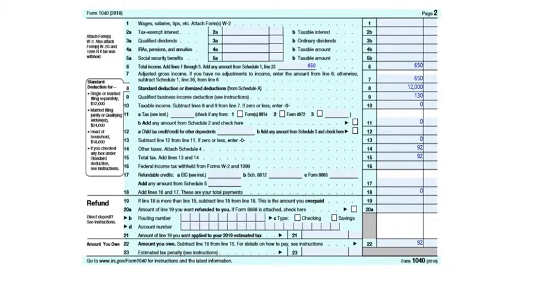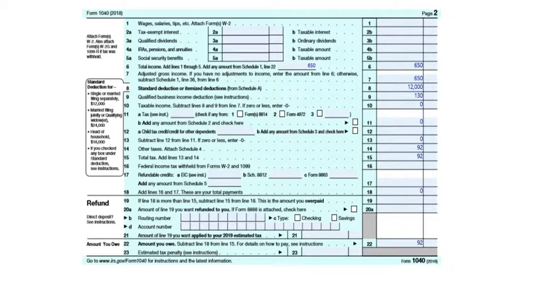This is page 2 of your Form 1040. On line 6, put your income from Schedule 1, line 22, which is $650. Calculate your adjusted gross income on line 7. I know typically you'd have more income than $650, but to keep this simple, we're going to stay with that. On line 8, put your standard deduction. Since you're single, it is $12,000.